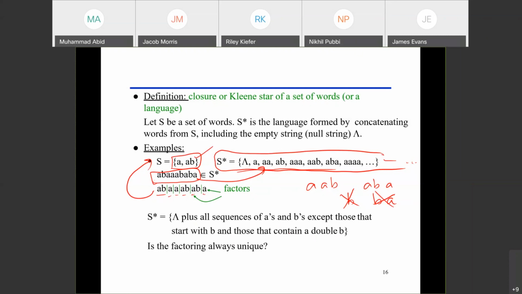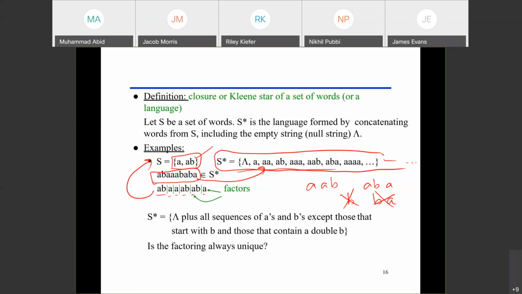So do you see how concise and compact this English description is? It gives you the information that lambda is also there. Besides, it also tells you that no word will start from B, or you will not have the two B's there in this language. Okay, so that's the idea behind that.